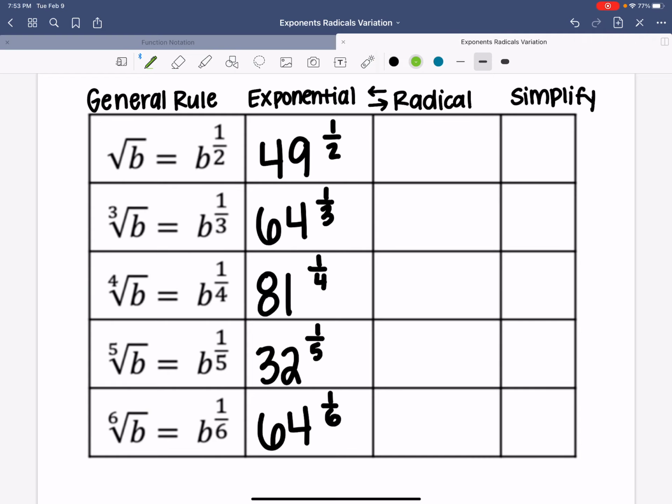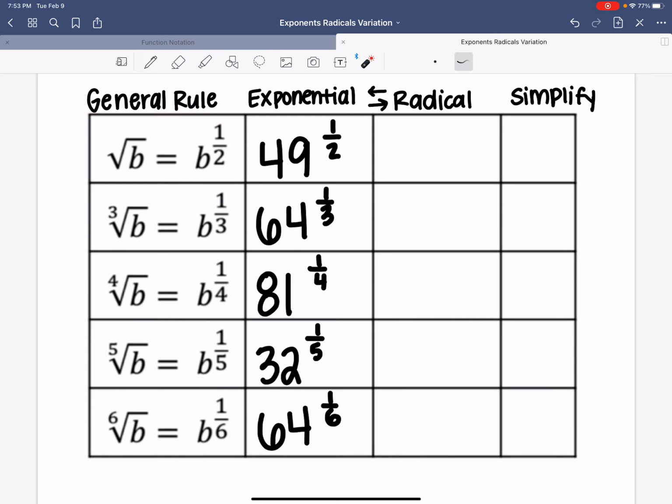All right, let's do a few examples. Now, in all of these examples, notice that the numerator for all of these exponents is 1. So we're going to do examples with numerators of 1, and then later we'll do examples with numerators of different numbers. So your general rule for each one is over here on the left.